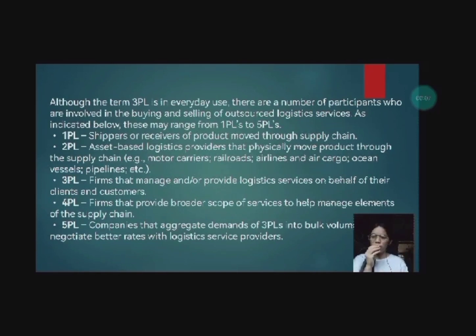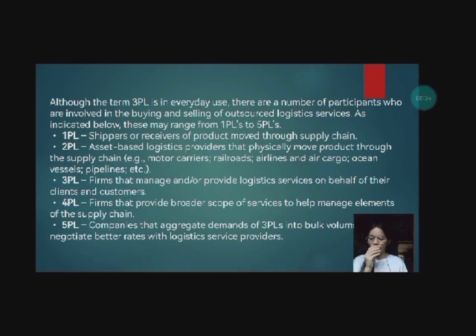Although the term third-party logistics is in everyday use, there are a number of participants who are involved in the buying and selling of outsourced logistics services. As indicated below, this may range from 1PL to 5PL. Now, number one is 1PL or first-party logistics: shippers or receivers of product moving through the supply chain.